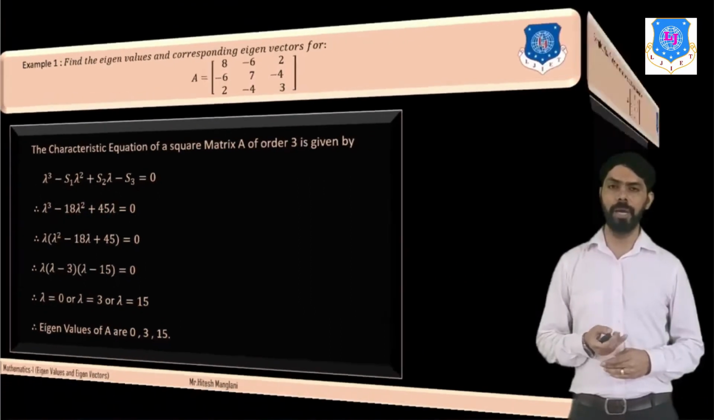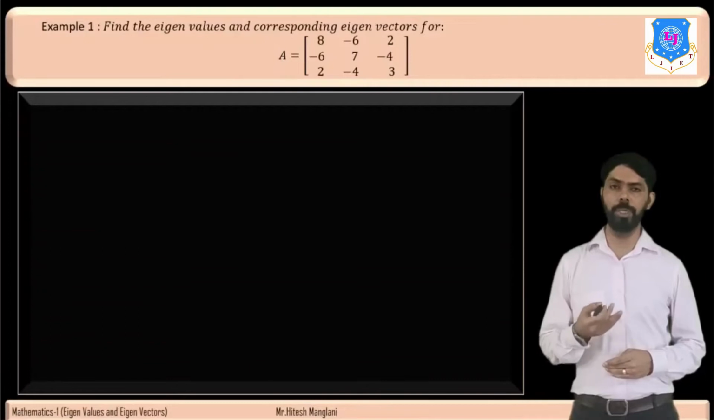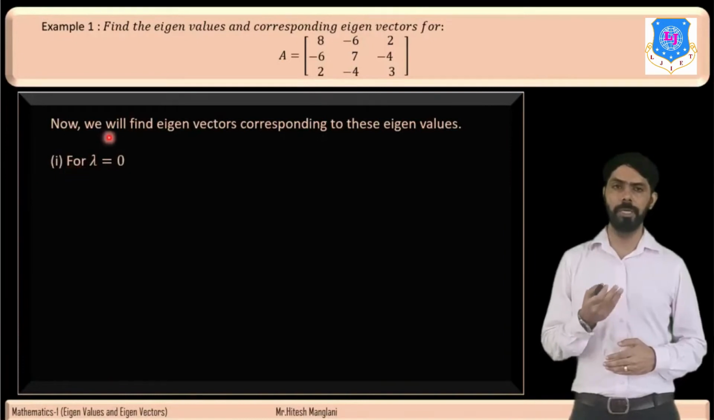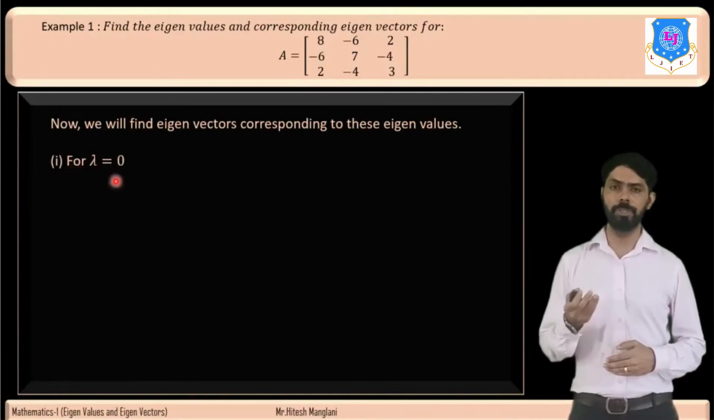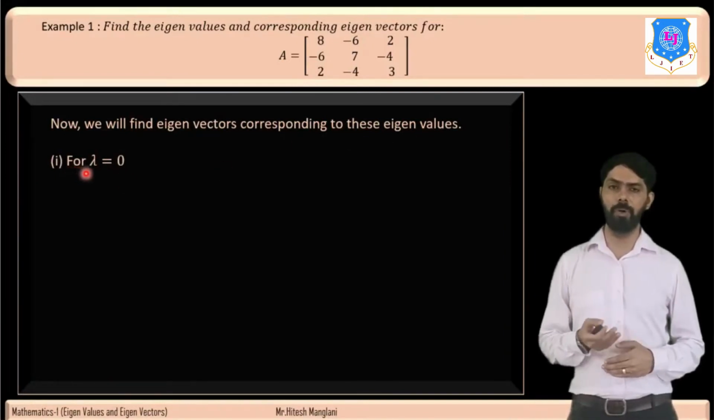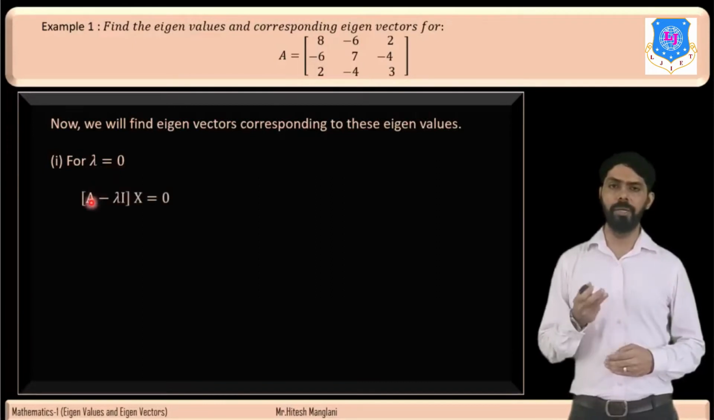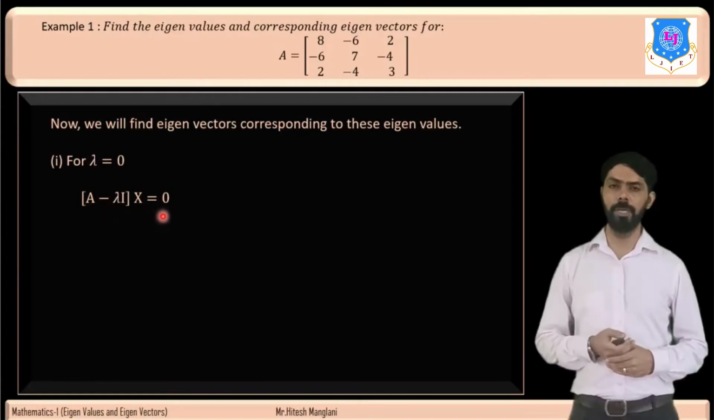Now we will have to find the eigenvectors corresponding to each eigenvalue. So first of all we will find the eigenvector for lambda equal to 0. Here, according to the definition of eigenvector, (A minus lambda I) into capital X is equal to 0, where capital X is called the eigenvector.